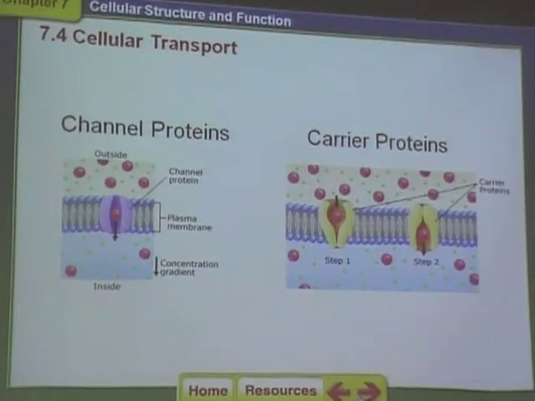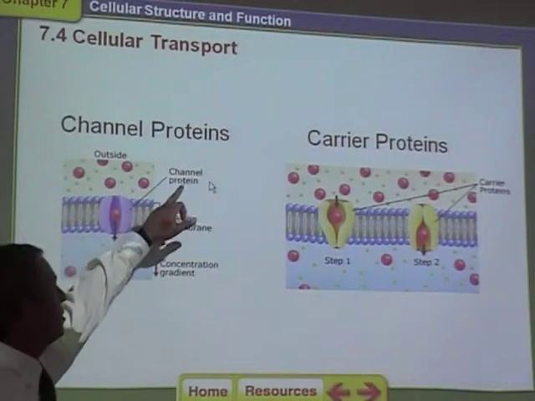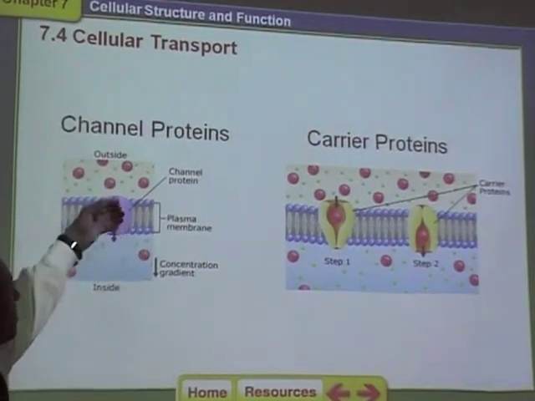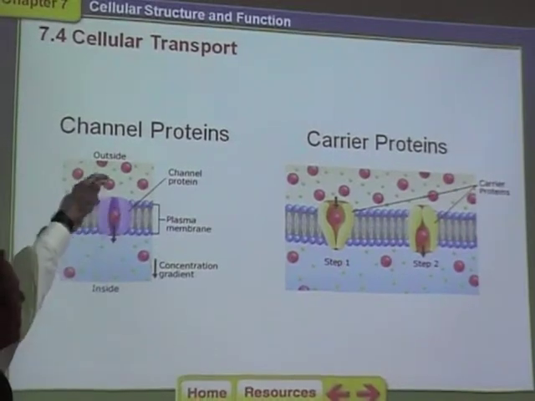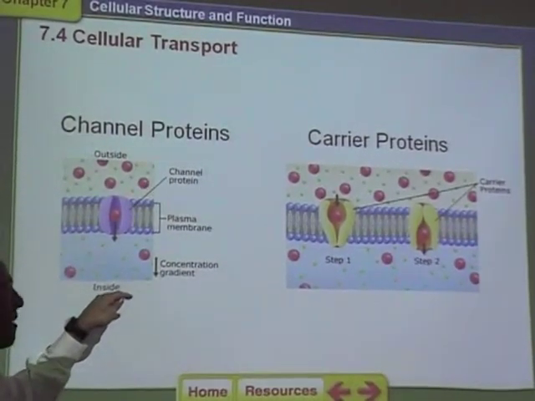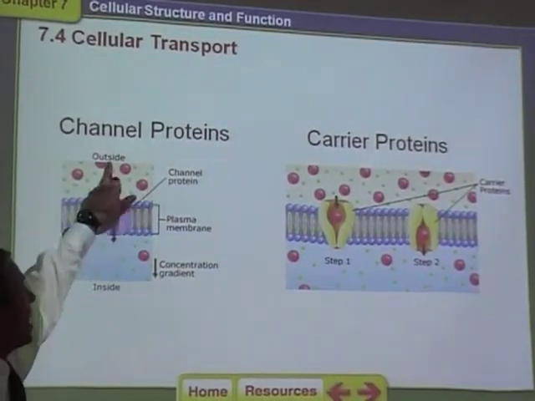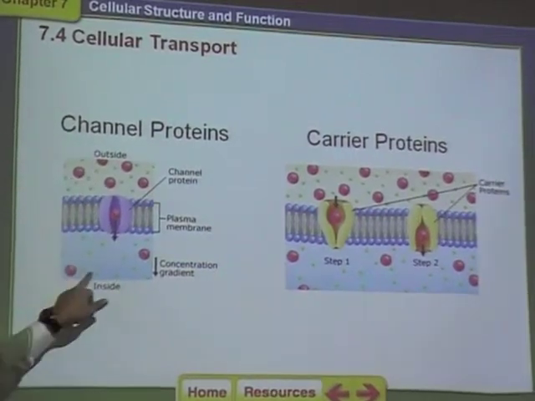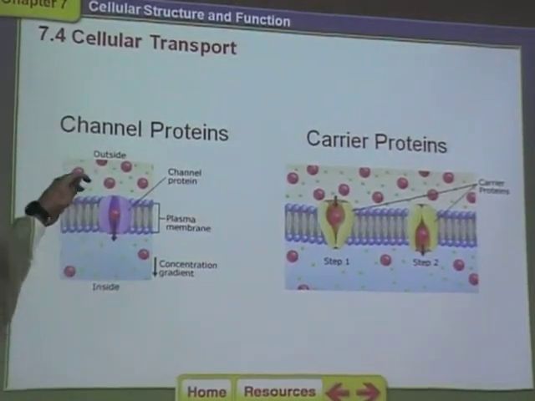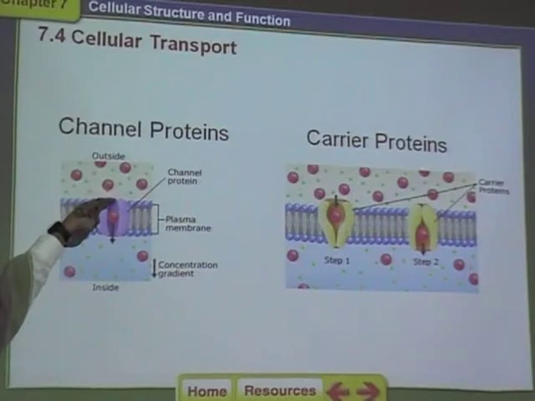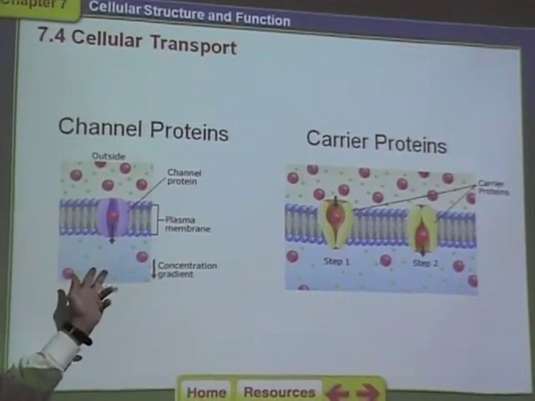Now, some particles are so big they can't get inside the cell just going through the membrane. So the membrane often has proteins, channel proteins. And the channel proteins form a hole that the big things can get through. So here they are in high concentration outside, in low concentration inside. They can't get through the membrane, so they'll go through the channel proteins to get inside.